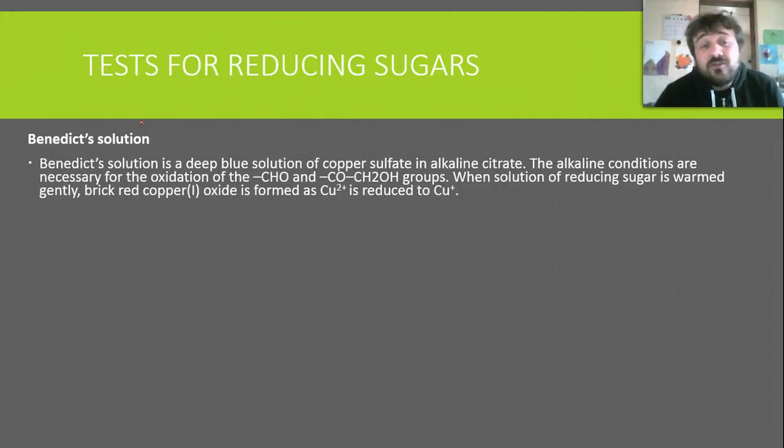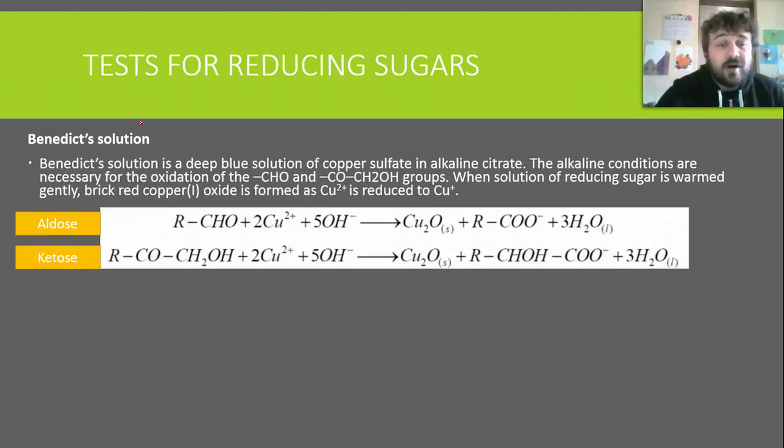So there's two ways to do it. We've got Benedict's solution. It's a deep blue solution of copper sulfate in an alkaline citrate. Don't stress about that just yet. So it needs the alkaline condition for the oxidation to occur. And when the reducing sugar is warmed gently, if it's a reducing sugar, it'll turn to a brick red copper oxide as opposed to just blue copper ions.